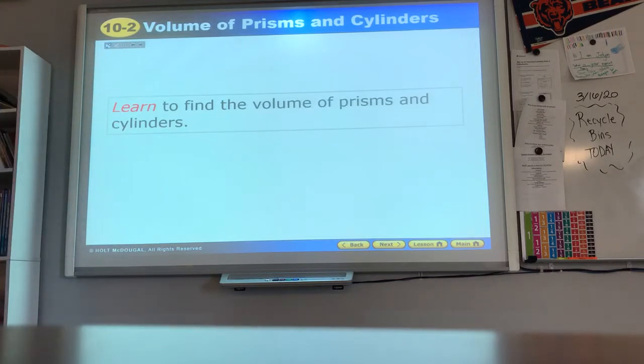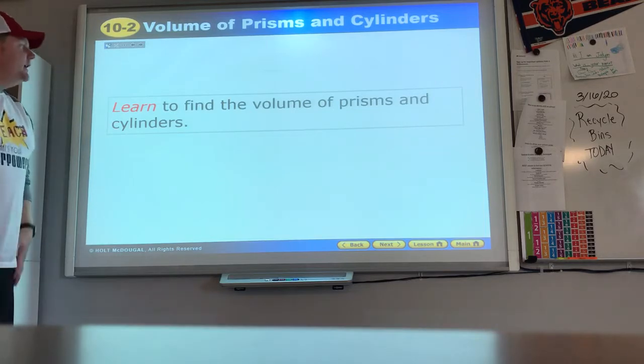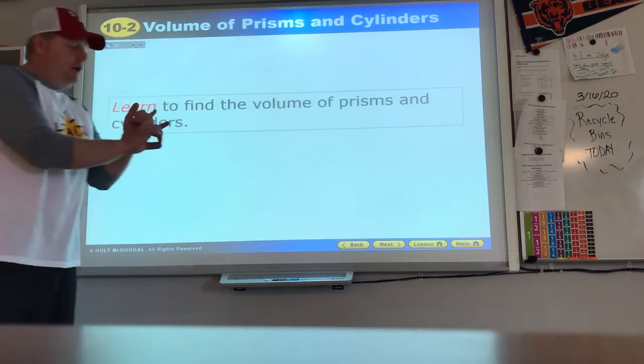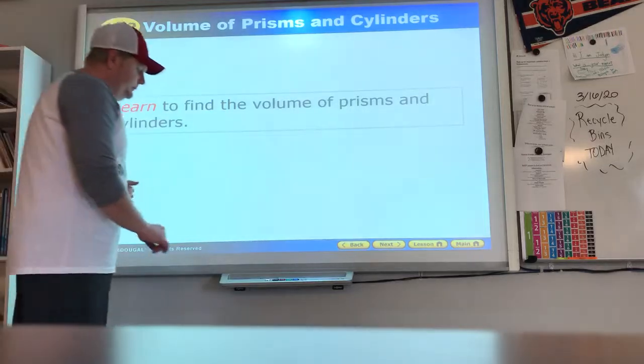Now, finding the volume of prisms and cylinders is not too bad. It's literally doing 2 steps, and we'll show you how to do that. But you do need to remember how to find the area of a circle.